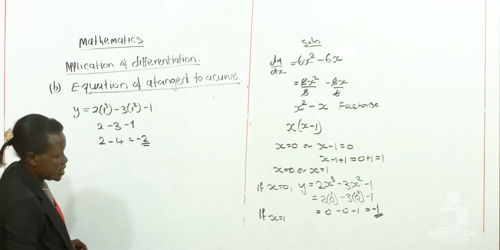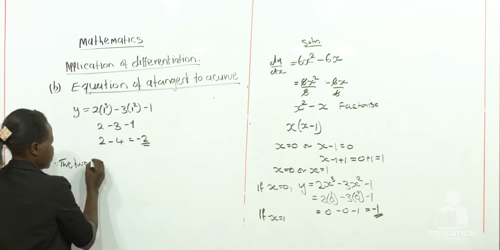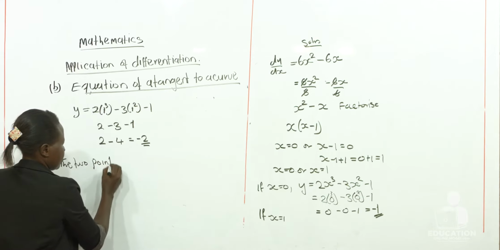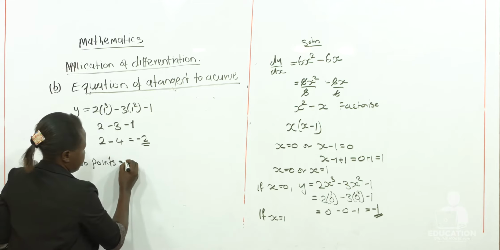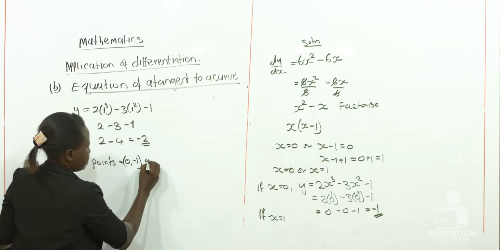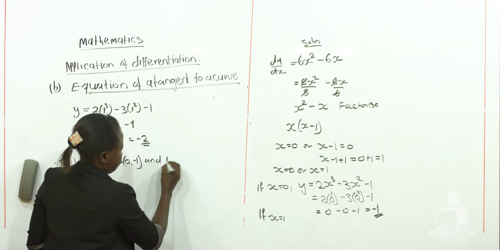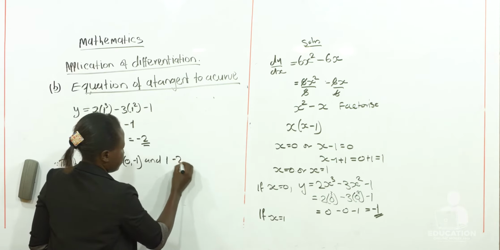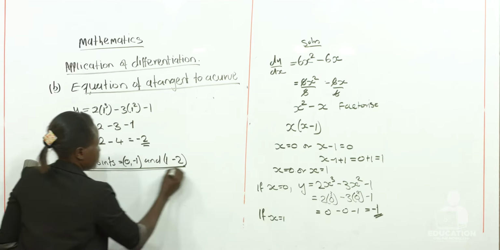So you find that the 2 points that we have been looking for will be x, which is 0, and then negative 1, and 1, and then negative 2. So those are our 2 points.